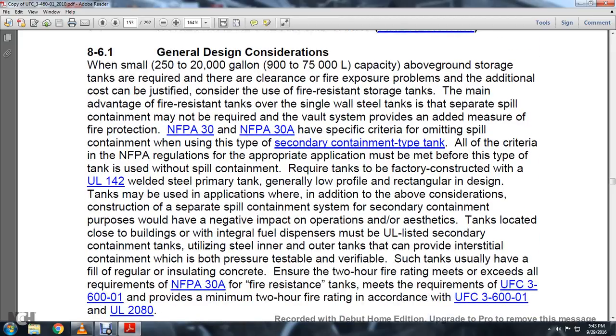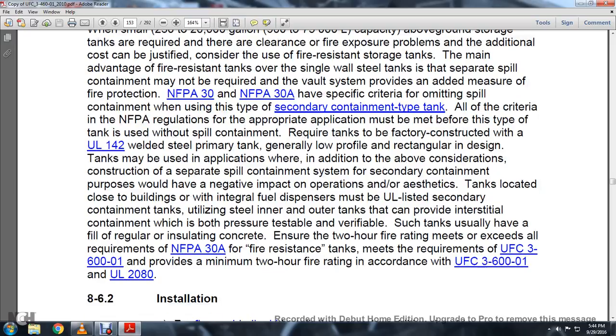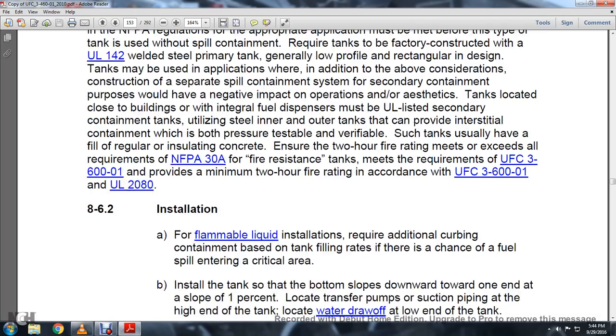Utilizing steel inner and outer tanks that provide interstitial containment, which is both pressure testable and verifiable. Such tanks usually have field-installed insulating concrete. Ensure the 2-hour fire rating meets or exceeds all requirements of NFPA 30A. The fire resistant tanks must meet the requirements of UFC 010, provided with a minimum 2-hour fire rating in accordance with UFC 010 or UL 2080.